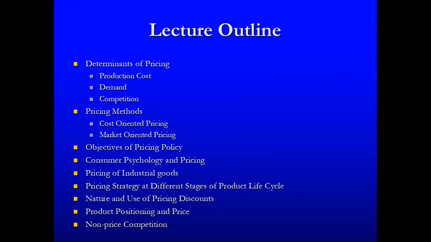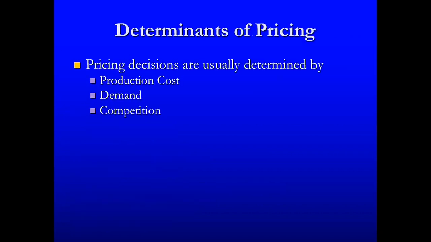First I will talk about determinants of pricing, which include production cost, demand and competition. Then I'll talk about pricing methods, which may be cost oriented or market oriented. Then I will talk about objectives of pricing policy, consumer psychology and pricing, pricing of industrial goods, pricing strategy at different stages of product life cycle, nature and use of pricing discounts, product positioning and price, and finally non-price competition. Pricing decisions are usually determined by production cost, demand, and competition. So let us see these one by one.